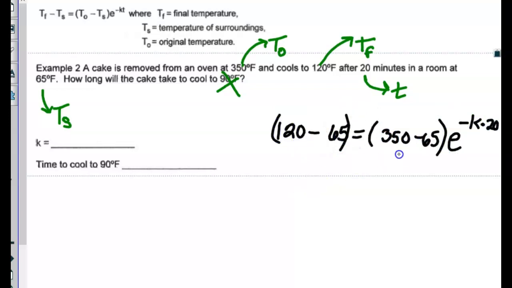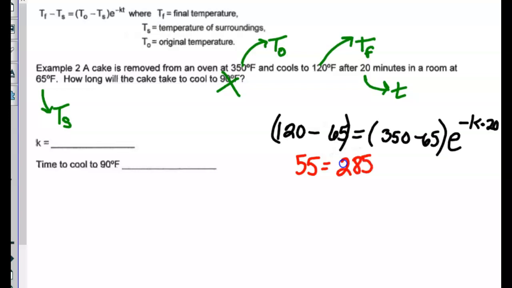Okay, that's a mess. Can you still read it? Okay. So 120 minus 65. Anybody is at 55? Did I do that right? And 350 minus 65 is 285. Somebody check me. E to the opposite of k times 20, or negative 20k. So tell me what to do. Okay, then what? Yes.